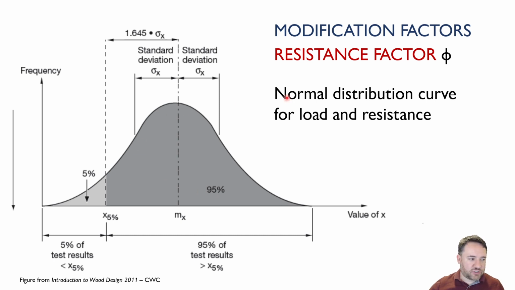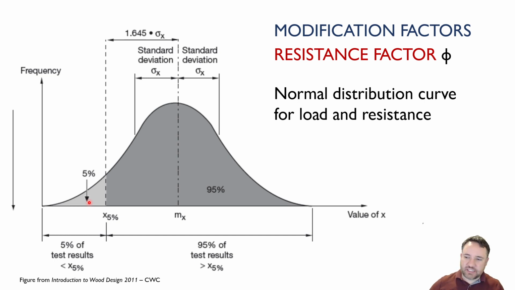This particular distribution is a normal distribution. You might have heard it as a Gaussian distribution or a bell curve. This is not actually the distribution that they use for wood. They actually use a Weibull distribution, which models a bit better what the lower bound values are. But for the purposes of discussion, we're going to talk about everything as if we're talking about normal distribution curves.